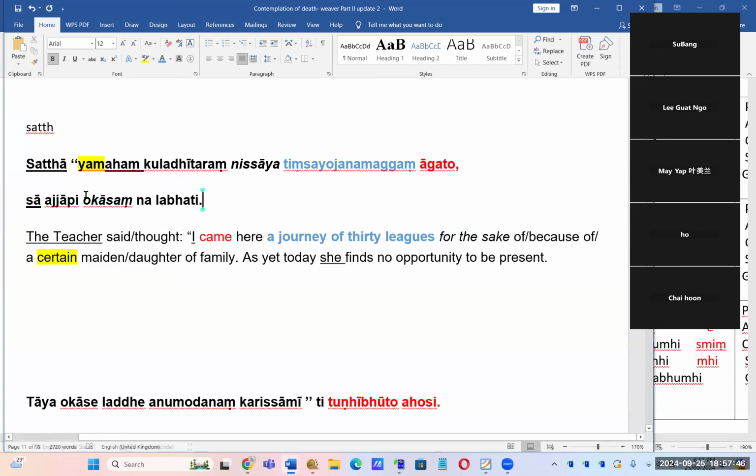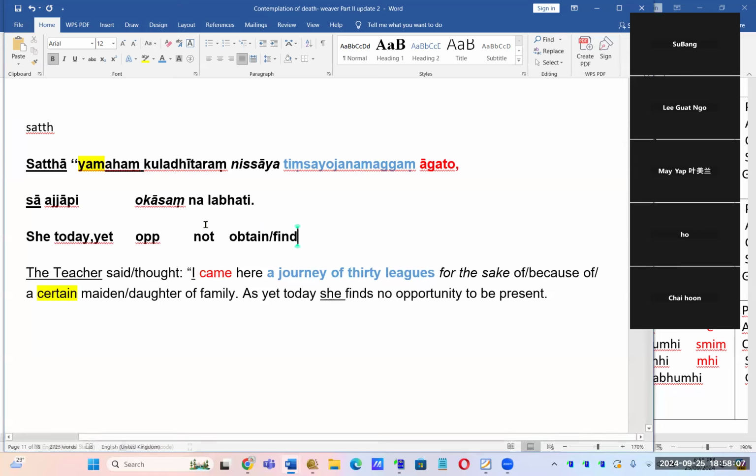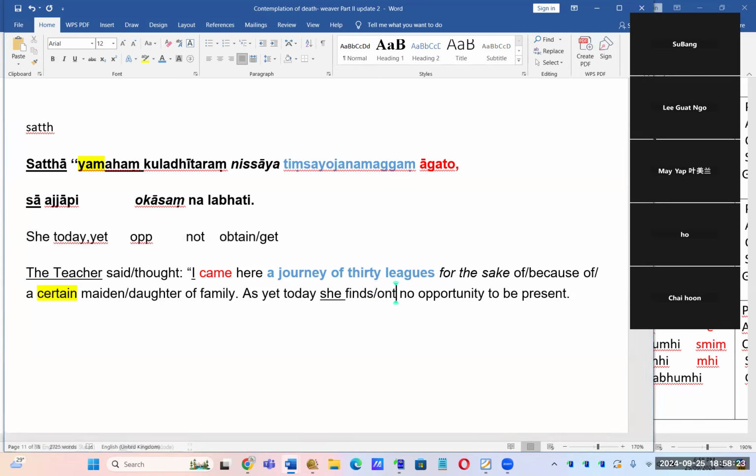So the direct translation will be she today yet or indeed. Okasam is opportunity. Na is not. Labati. Labati means obtain or find here. Or sometimes labati is better rendered as get, all right? She cannot obtain an opportunity today, right? So that's the meaning here. So finds means obtains.